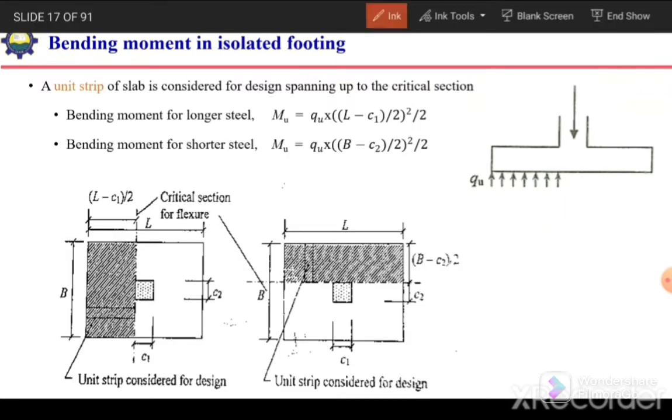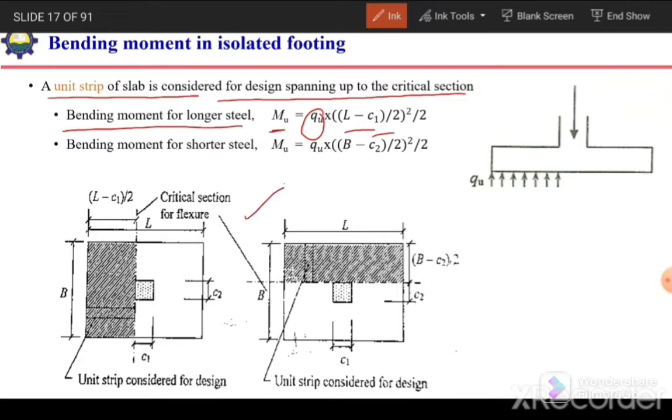Okay, to design against the bending moment, a unit strip of slab is considered for design, spanning up to the critical section. So to design for the flexure, we consider a unit strip. Unit strip means a strip having a width of 1 meter, 1 millimeter, 1 inch, or 1 foot. The bending moment for the longer steel can be calculated as Mu equals Qu, the applied load, times (L minus C1 by 2) square over 2.